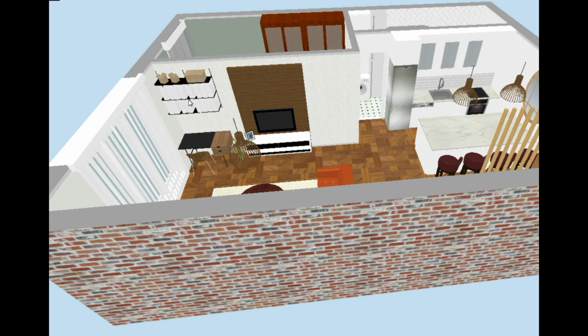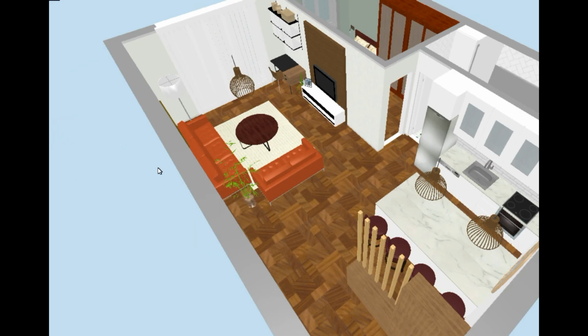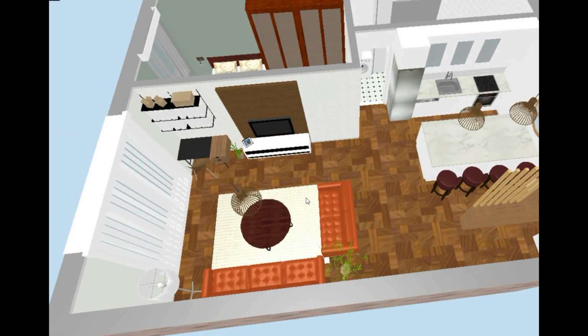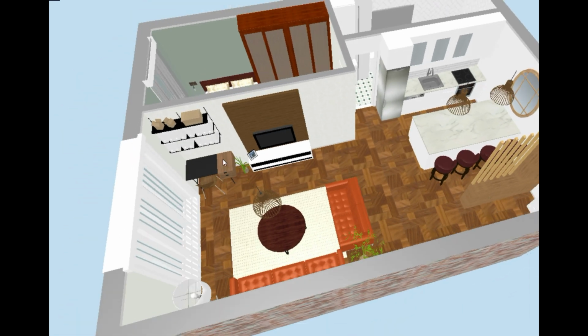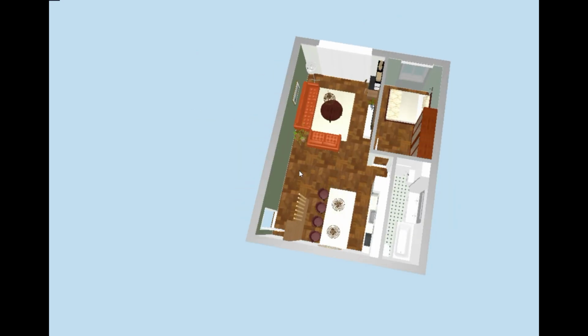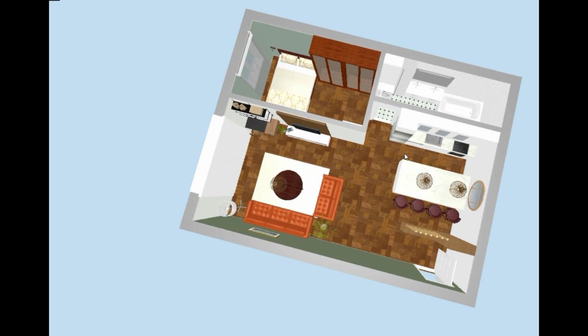Here are bookshelves for study purposes, and this is the proper back window for the purpose of fenestration and for proper natural lighting. Here is the whole 3D for the one bed apartment.